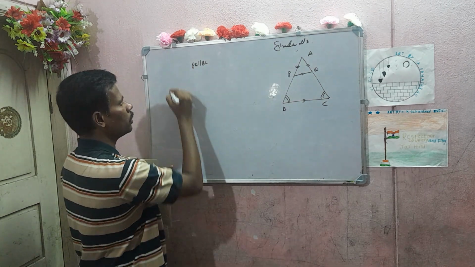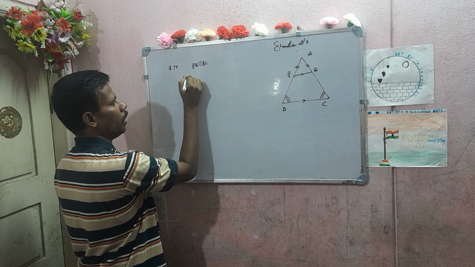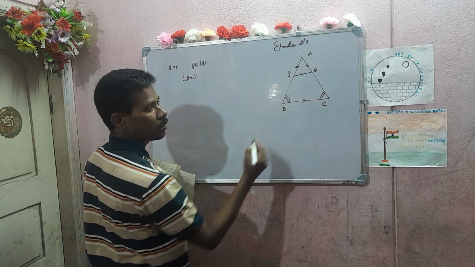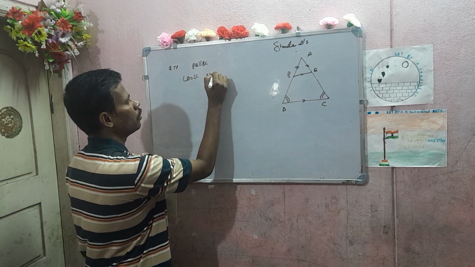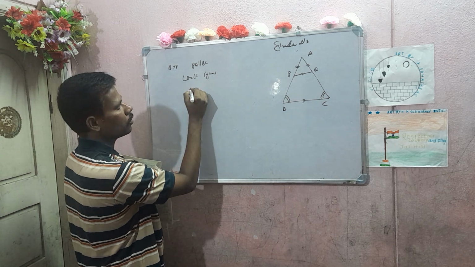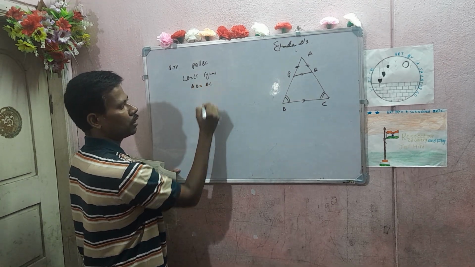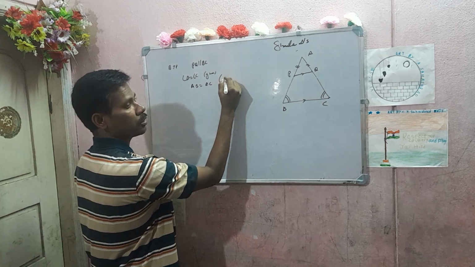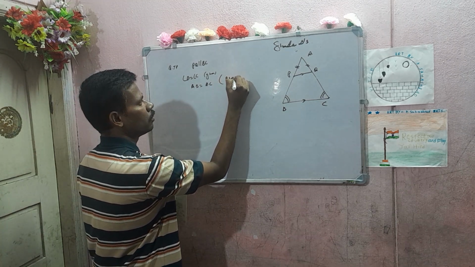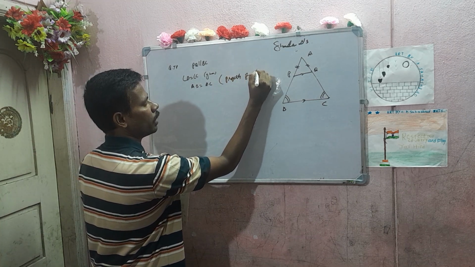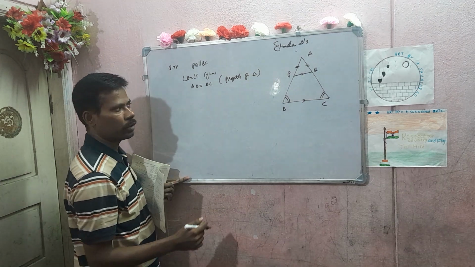What are the given conditions? Angle B is equal to angle C, given. What is the meaning of this? Angle B is equal to angle C means AB is equal to AC, by the isosceles triangle property.